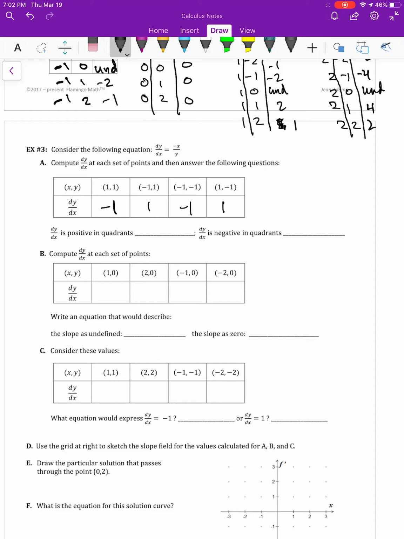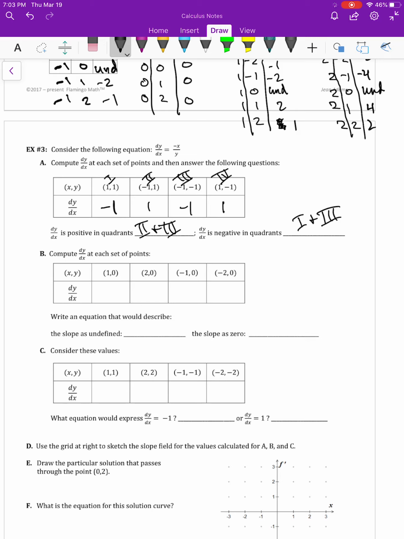So that one, dy dx is positive in which quadrants? Because you're imagining that this one would have been in the first quadrant, this one would have been in the second quadrant, this one would have been in the third quadrant, and this one would have been in the fourth quadrant. So you can see that it's positive in quadrants 2 and 4, and negative in quadrants 1 and 3.